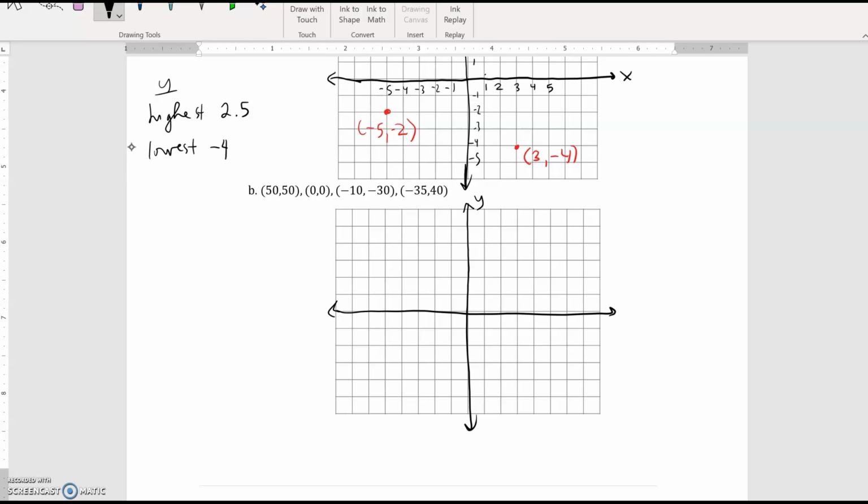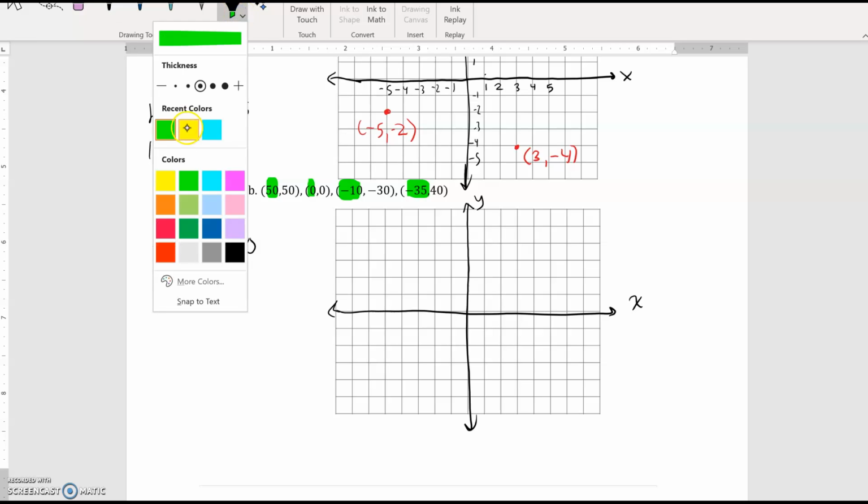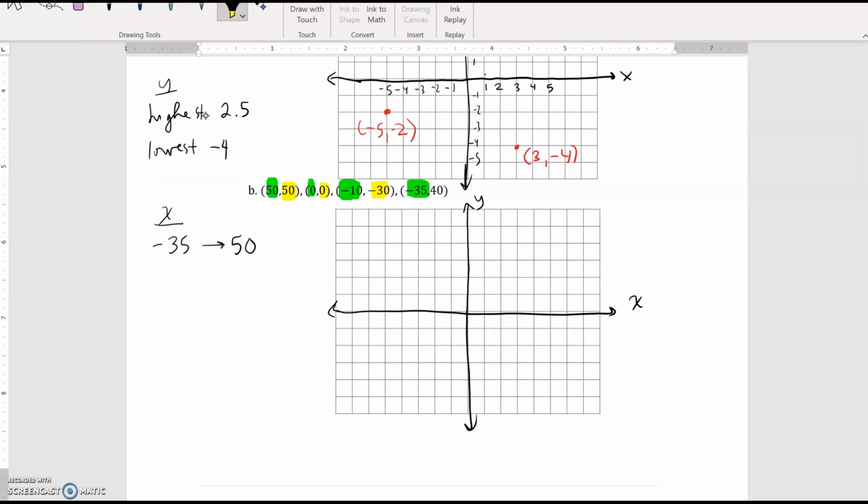And this time our number is a little bit larger, so we have to be very careful when we make a scale. So again, I'm going to analyze my x's and my y's separately. And for x, I noticed that the lowest is -35, and it goes all the way to 50 for my highest value. And then for my y's, I see that it goes from the lowest value of -30 all the way to 50.